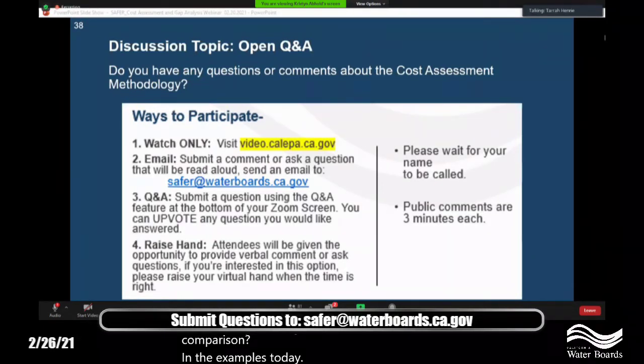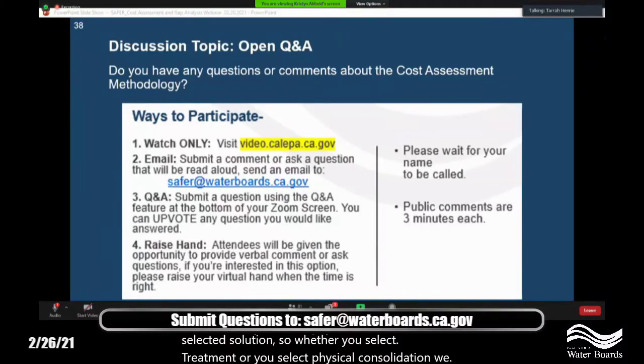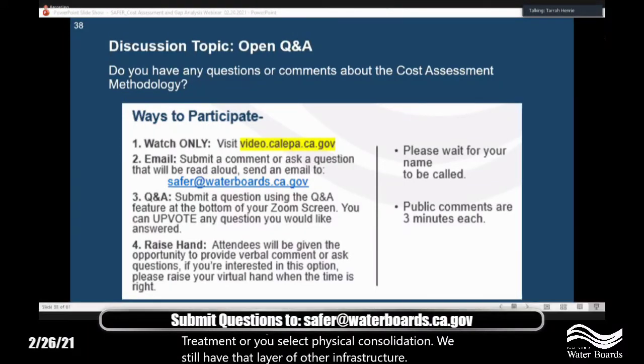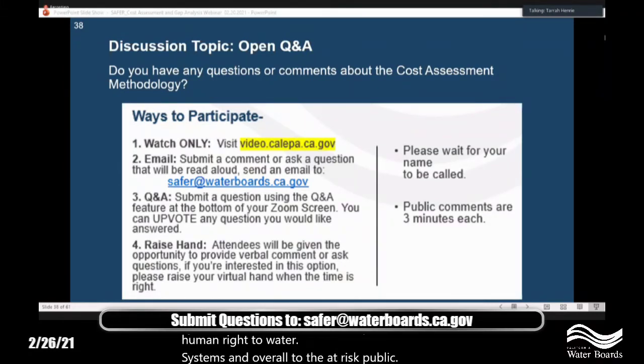I can speak to that. No, that is not, because it would be applied no matter which of those modeled solutions is selected. It's a layer on top of the selected solution. So whether you select treatment or you select physical consolidation, we still have that layer of other infrastructure needs. So it is not included in that analysis. It's not on a by system basis either. It's just applied overall to the human right to water systems and overall to the at-risk public water systems, because we don't have enough system specific information to really apply it on a per system basis.